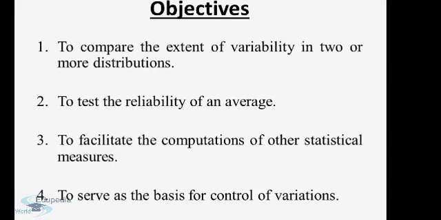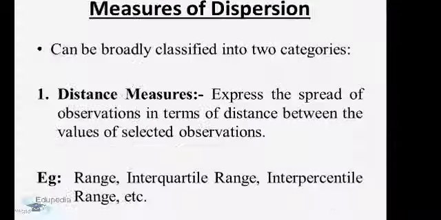Of course, if you want to control the variation of a certain parameter in production of the product, you will have to know the variability. Only after you know the variability can you actually control it. Therefore, these are some of the objectives of why we study measures of dispersion. Why do we need measures of dispersion? All right.